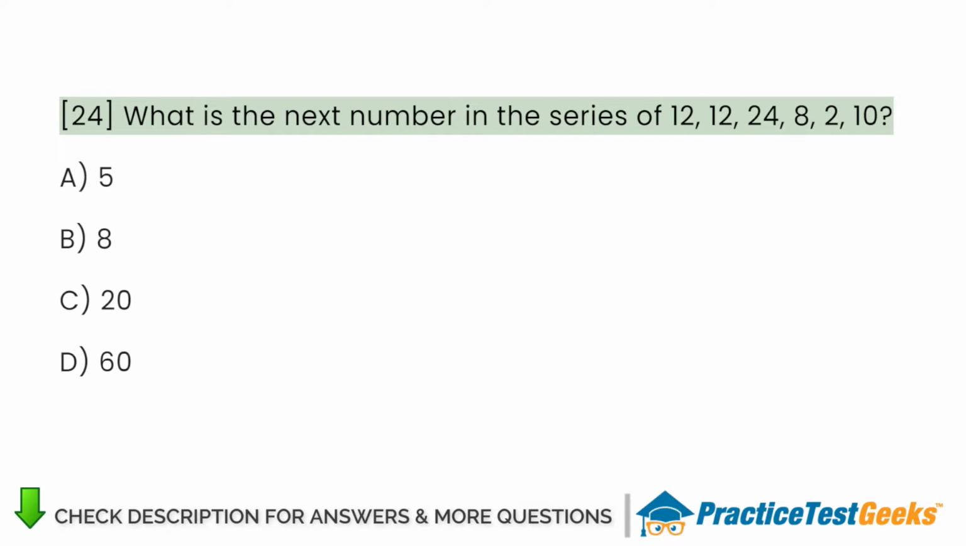What is the next number in the series of 12, 12, 24, 8, 2, 10? A. 5. B. 8. C. 20. D. 60.